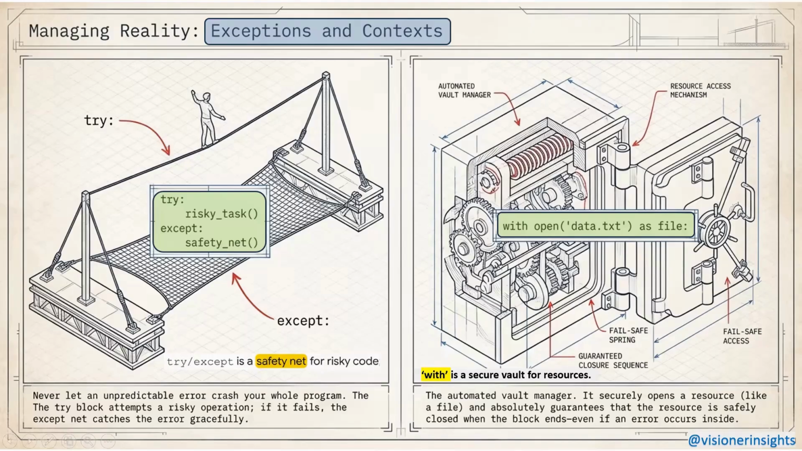Think of the try/except block as your safety net. You put the risky code in the try part, and if anything goes wrong, the except part catches the error so your whole program doesn't crash. And the with statement, that's like an automated bank vault. It guarantees that a resource, like a file, gets closed up properly when you're done, even if something bad happens.